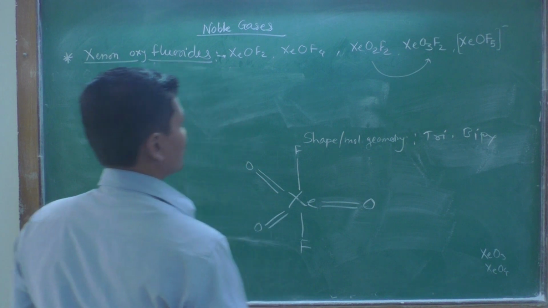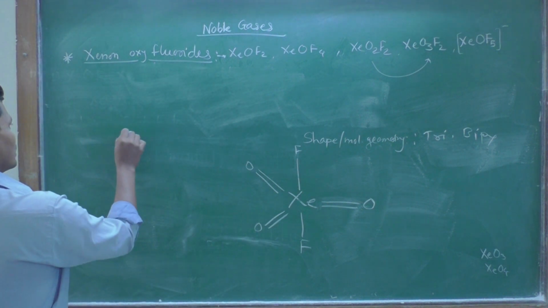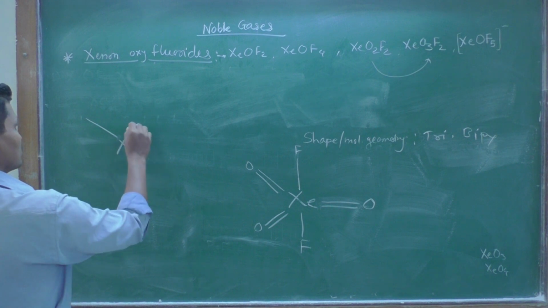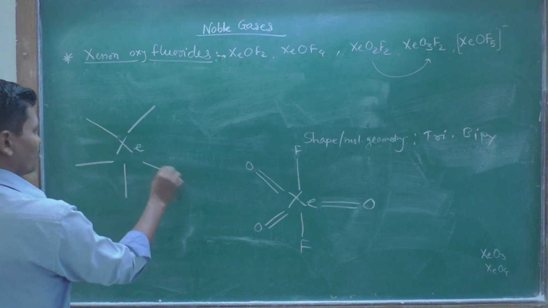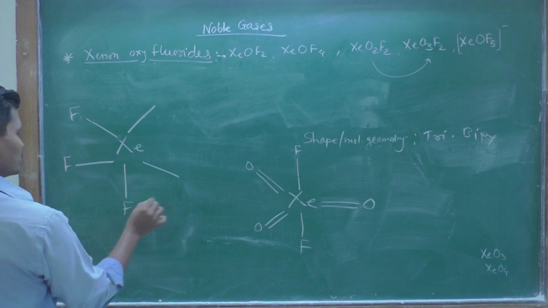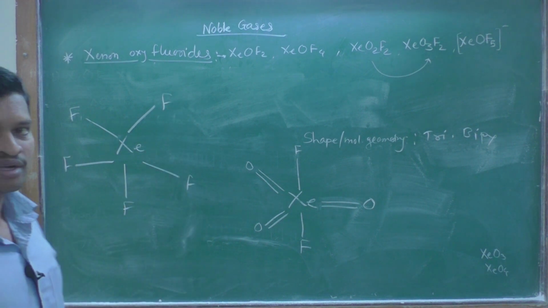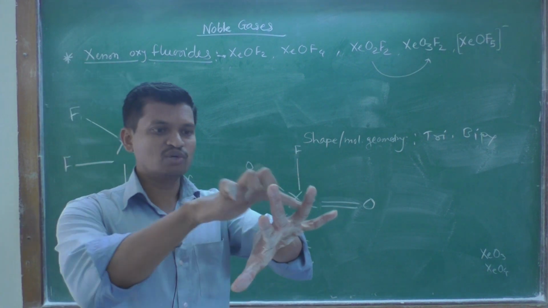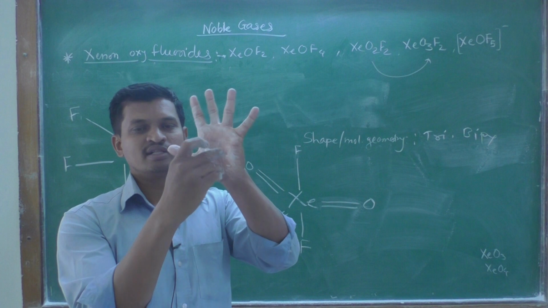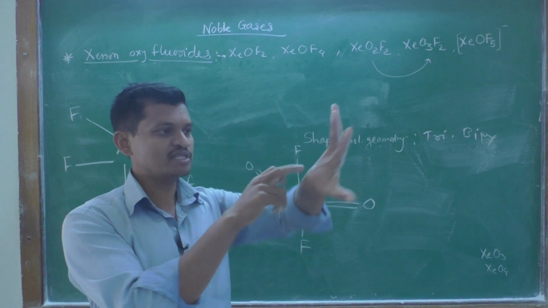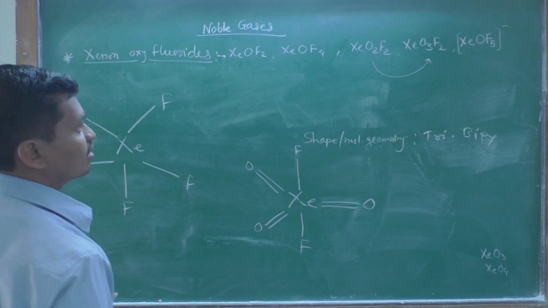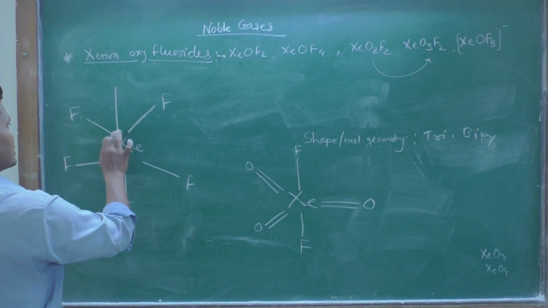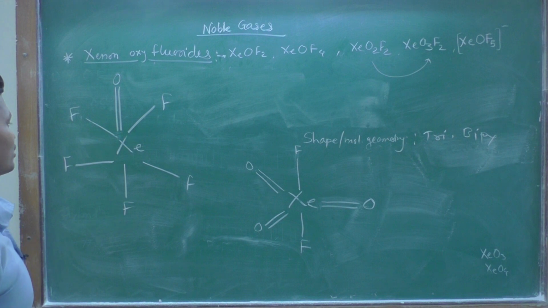Next one is XeOF5. So central xenon atom and 1, 2, 3, 4 and 5 fluorine atoms. The 5 fluorine atoms are present at the corners of a regular pentagon, okay. At the center there is a xenon atom. So this is the xenon atom, 1, 2, 3, 4, 5, and 1 oxygen atom is there. The oxygen atom is taking the position of the top, okay.